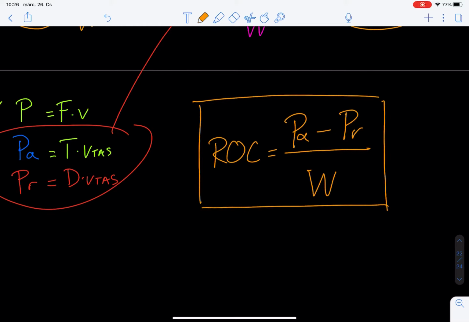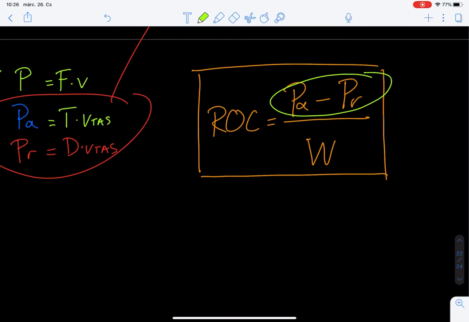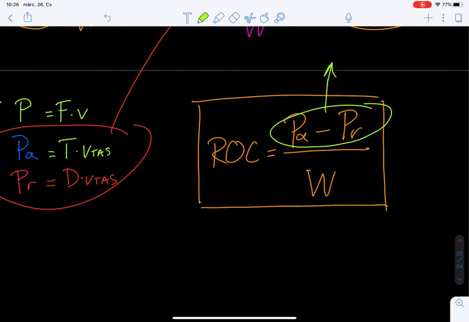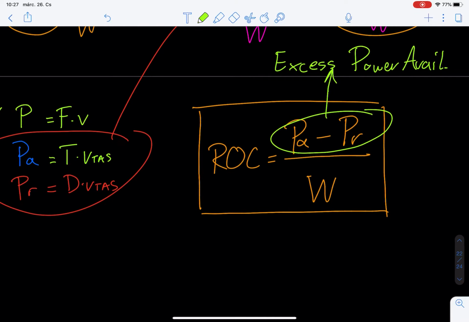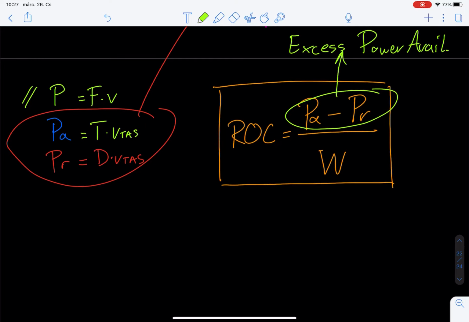So there you have it. The rate of climb is dependent on the difference between the power available and the power required and the weight of the aircraft. What we're going to call this power available minus power required is going to be known as the excess power available, and it does a very similar job to what the excess thrust did when we examined the angle of climb, basically. So this is the excess power which is available to us.